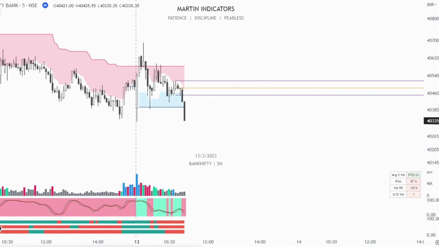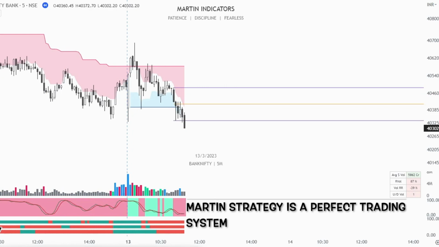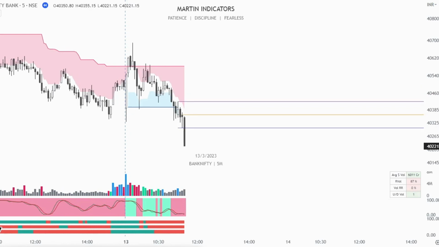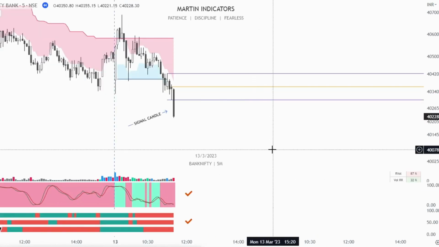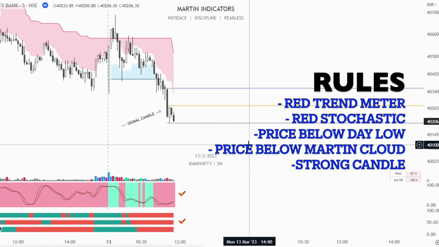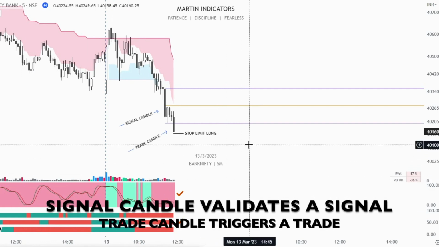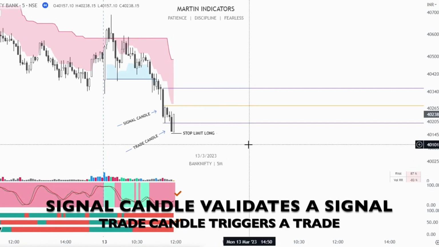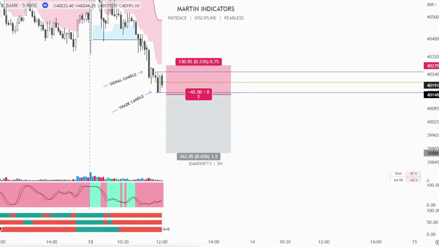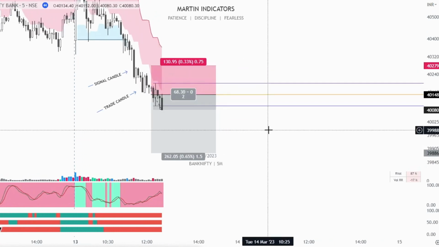And now you will get to know where and when to enter a trade and exit, which is the core part of any money-making methodology. Now we have a signal candle which fulfills all our rules, and we will mark it as a signal candle, and we will wait for the trade candle, which is the candle close below the low of signal candle. And we will place a stop limit short below the trade candle low and stop loss above the range high, and targeting one is to 2 risk reward.